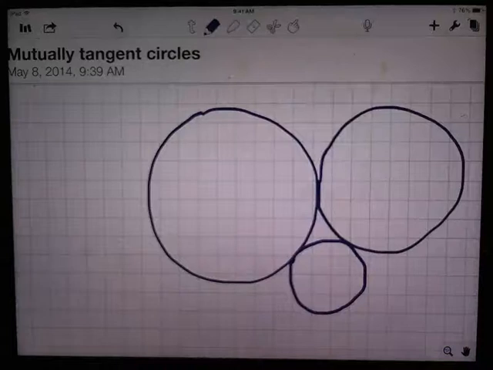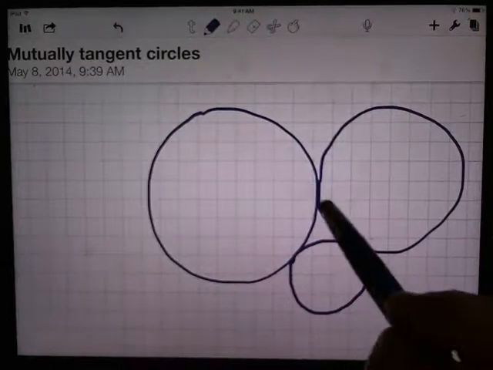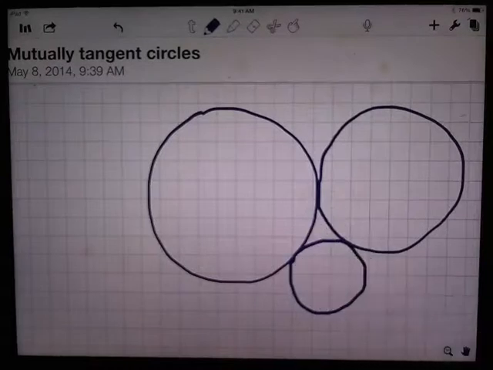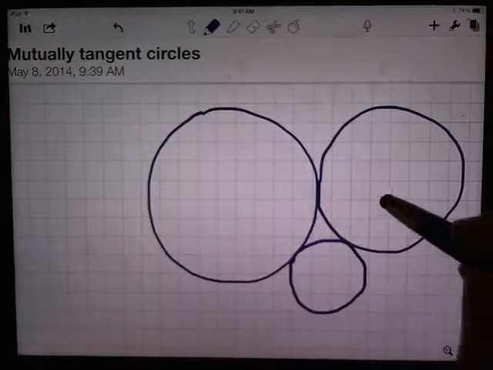All right, here's the mutually tangent circles problem. You've got three circles that are mutually tangent, so each one is tangent to the other. They tell you some things here.